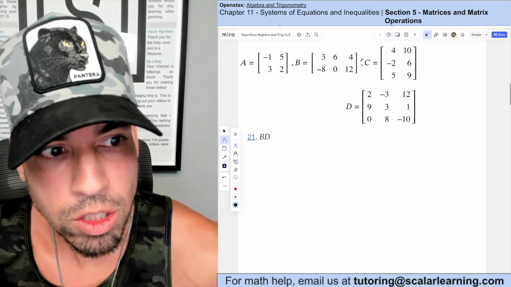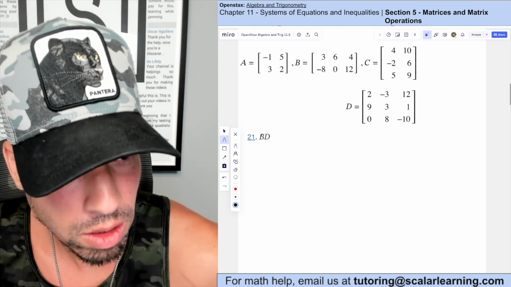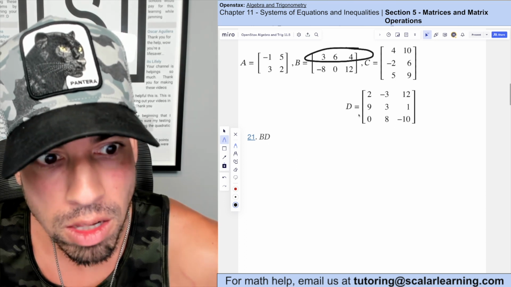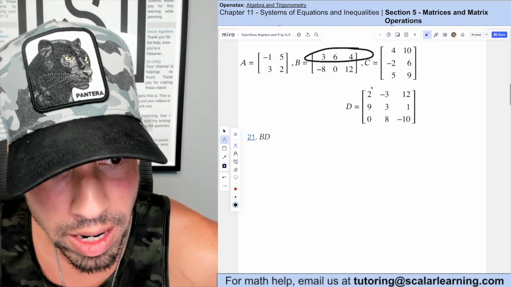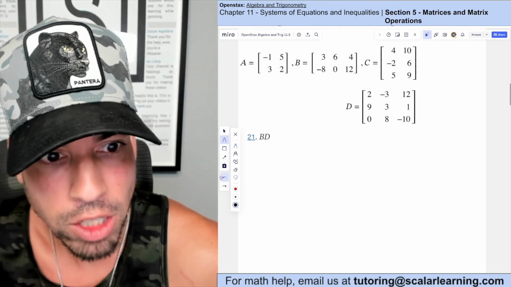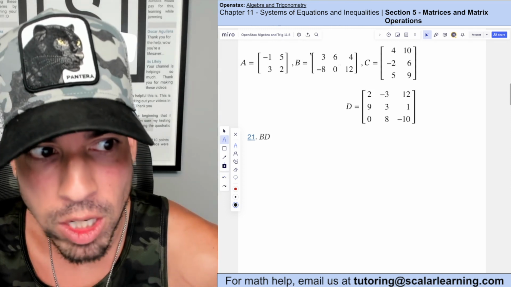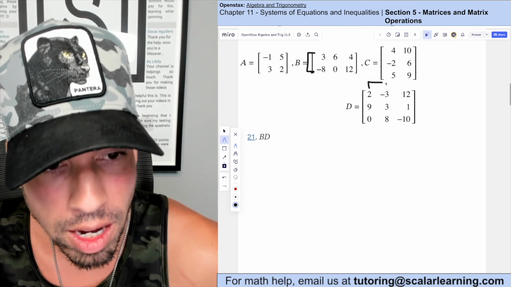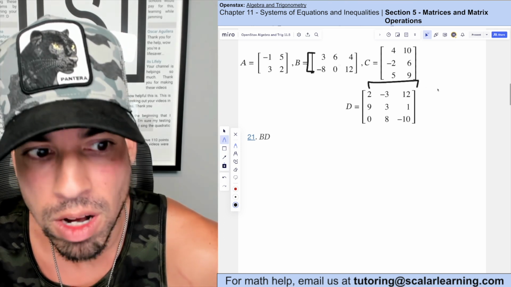Done. So for these two, before we multiply, we need to make sure that the first matrix has the same amount of columns as the second one has rows, and they do, so they match up. But just remember, the final matrix is going to have 2 rows, the amount of rows that the first one has, and 3 columns, the amount of columns the second one has.